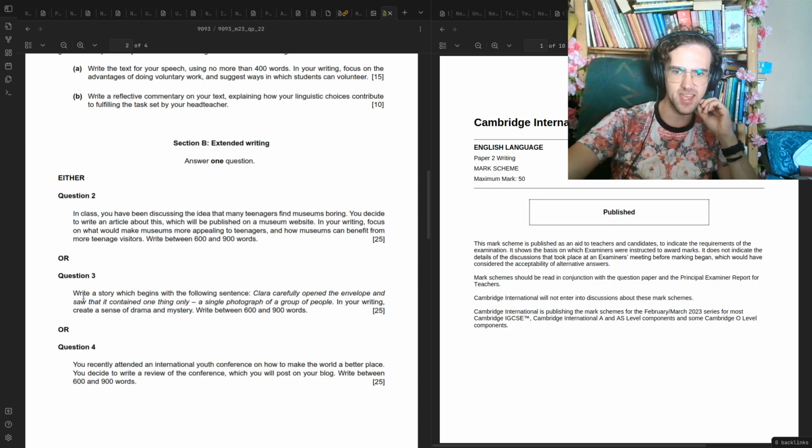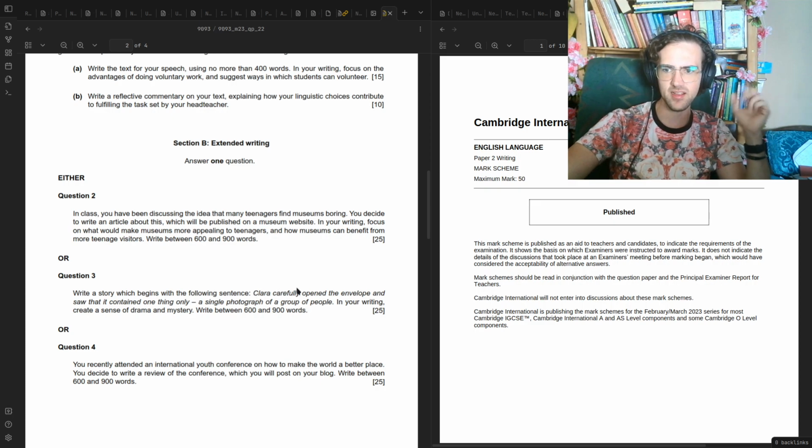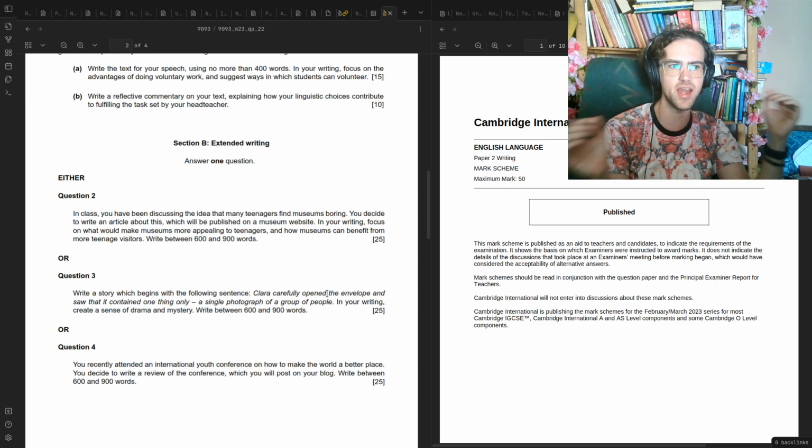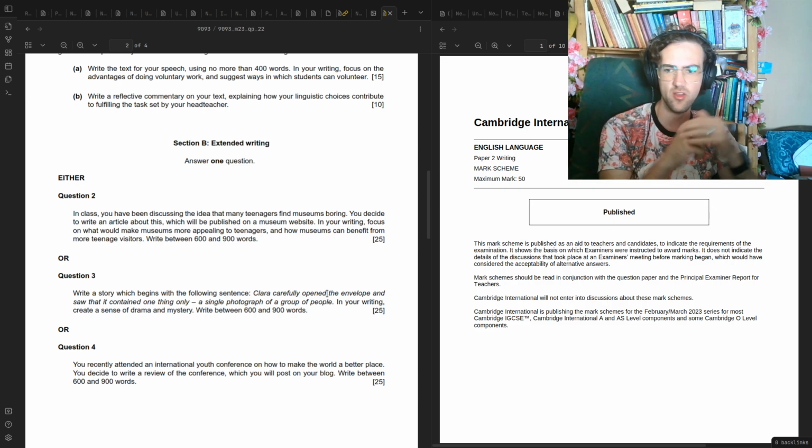So then write a story which begins with the following sentence. Clara carefully opened the envelope and saw that it contained one thing only, a single photograph of a group of people. And we need to create a sense of drama and mystery. So now we need to see, okay, in terms of form, how do we create drama and mystery? What do we know about those genres, and how can we apply that to our story? So make something up. I always tell my students to write fanfic. You don't have to use the same words, but use characters that you already know and love.